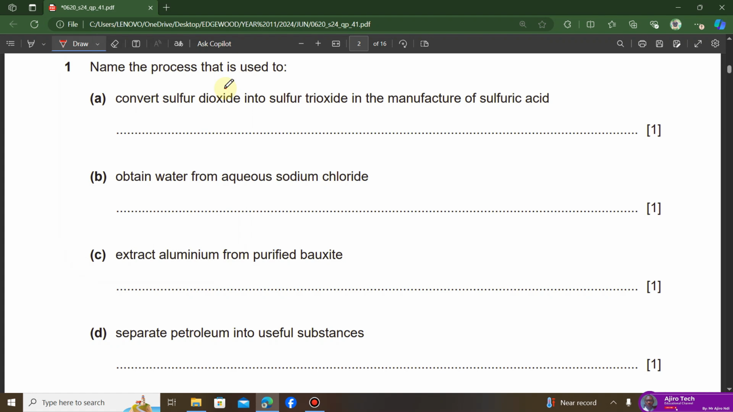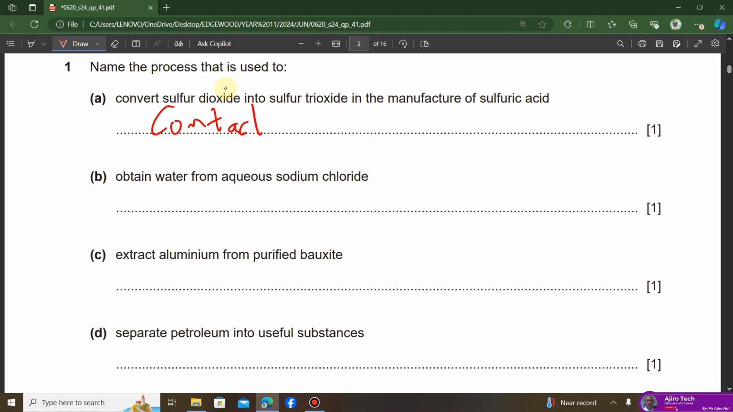The first one says, name the process that is used to convert sulfur dioxide into sulfur trioxide in the manufacture of sulfuric acid. So you need to remember that in the manufacture of sulfuric acid, the process there is the contact process.